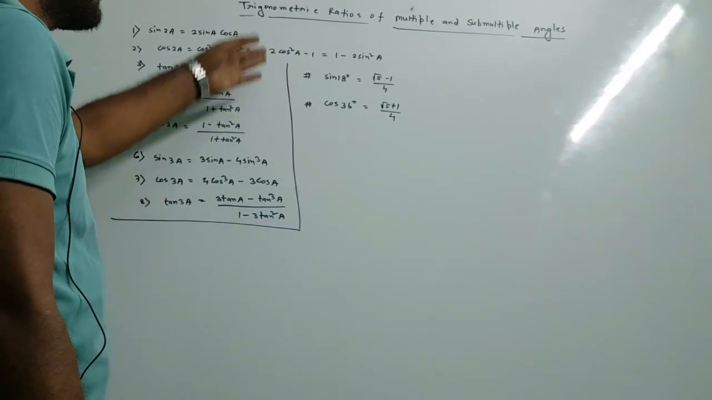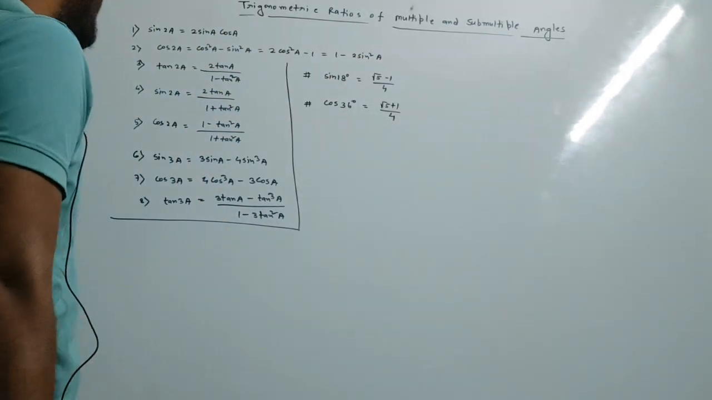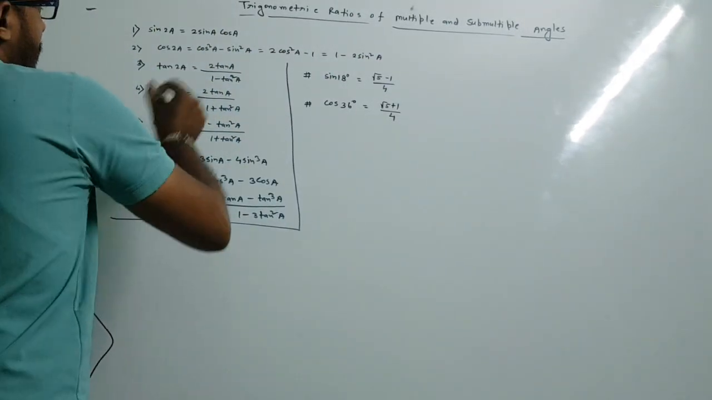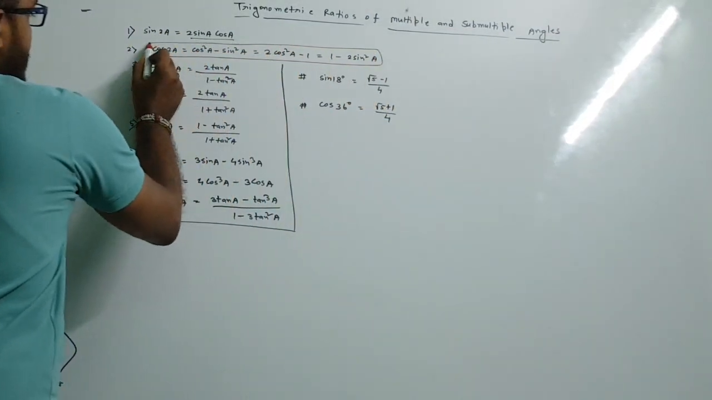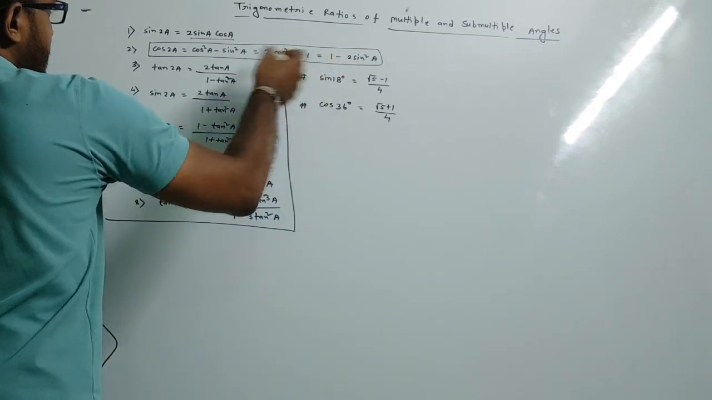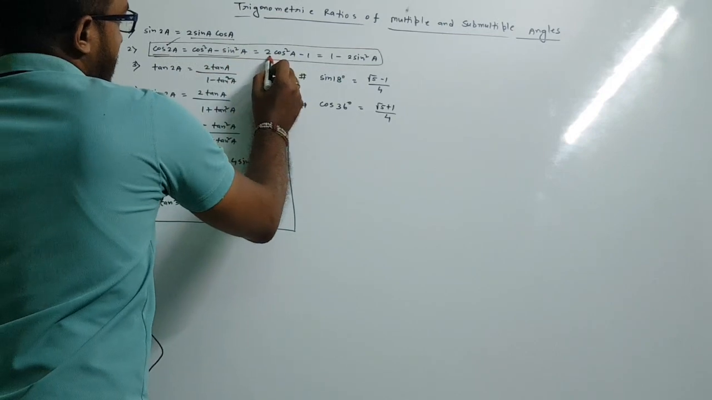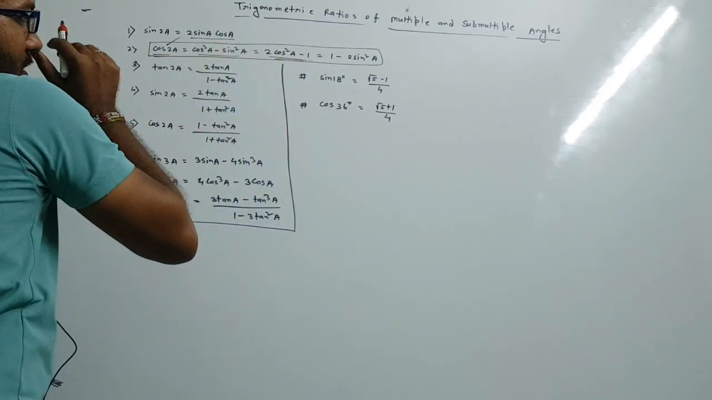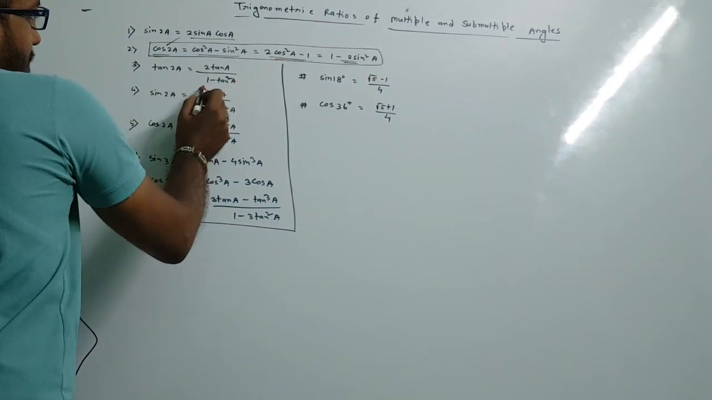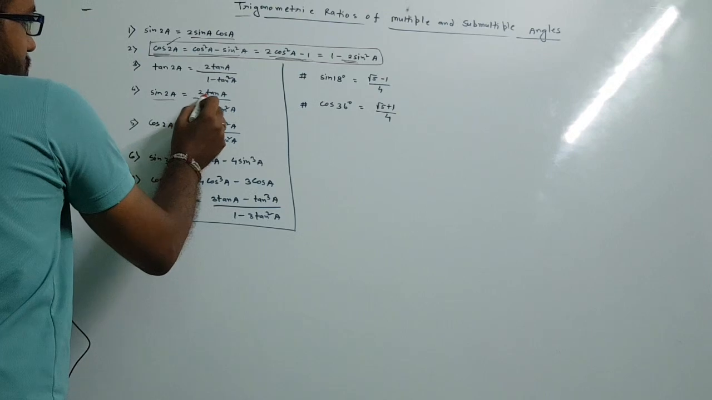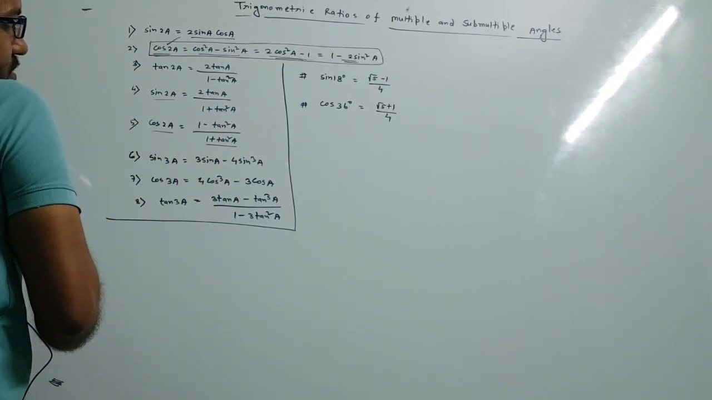So we are moving forward to our next topic, that is trigonometric ratios of multiple and submultiple angles. See, sin 2a is 2 sin a cos a. Remember this cos 2a formula, because there are three forms of the formula, that is cos 2a is cos square a minus sin square a, or 2 cos square a minus 1, or 1 minus 2 sin square a. Tan 2a is 2 tan a by 1 minus tan square a. Sin 2a is 2 tan a by 1 plus tan square a. Cos 2a is 1 minus tan square a by 1 plus tan square a.